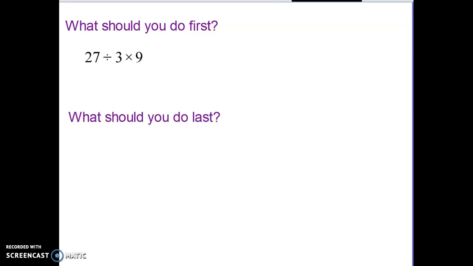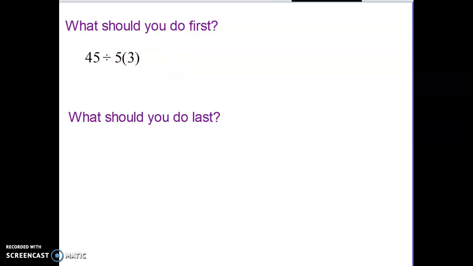Okay, same two questions here. What should you do first? Well, multiplication and division, same step from left to right. So I'm actually going to do division first. So therefore, what should we do last? We should do the multiplication last. So I would do 27 divided by 3 and get 9. 9 times 9 is 81.